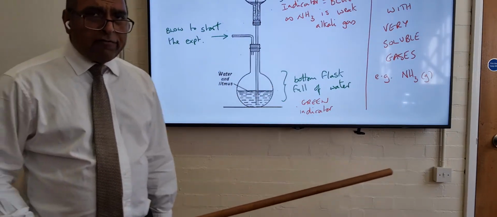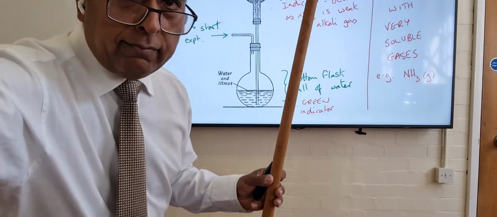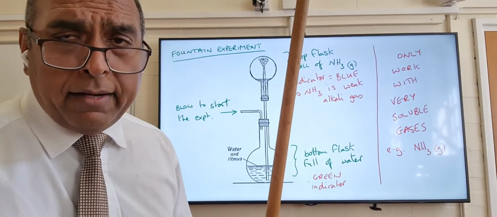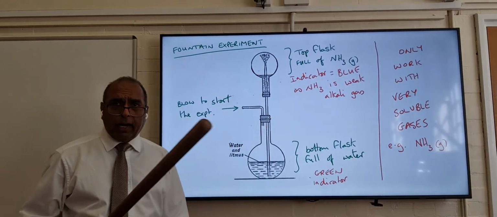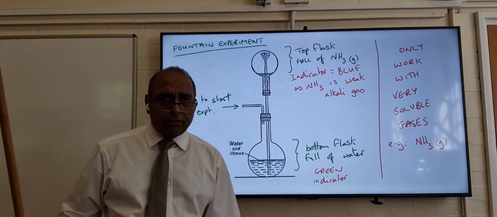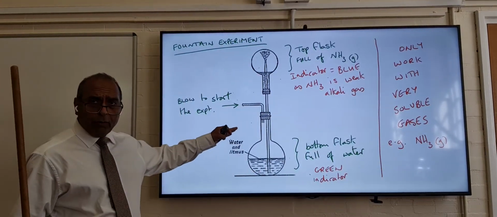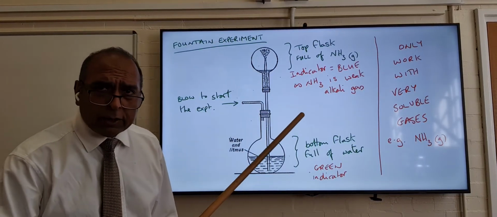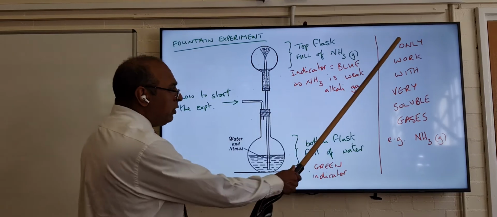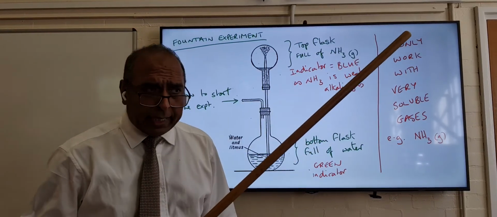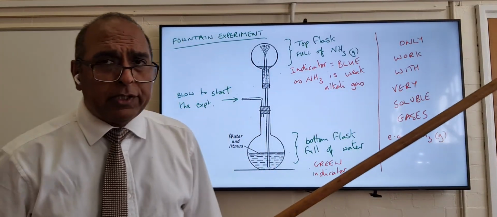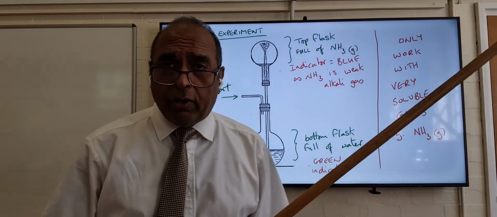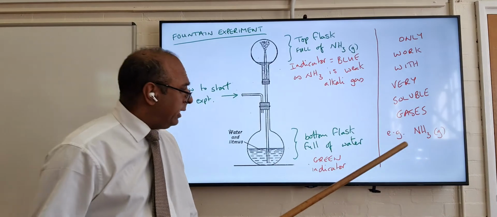There is a thing called a fountain experiment. Now, the fountain experiment is something that I will demonstrate on the next video, and I'll upload it so you can see this. It's a very famous experiment because it only works with very soluble gases, and the gas we do it with is ammonia. Ammonia is your famous example of a weak alkali.